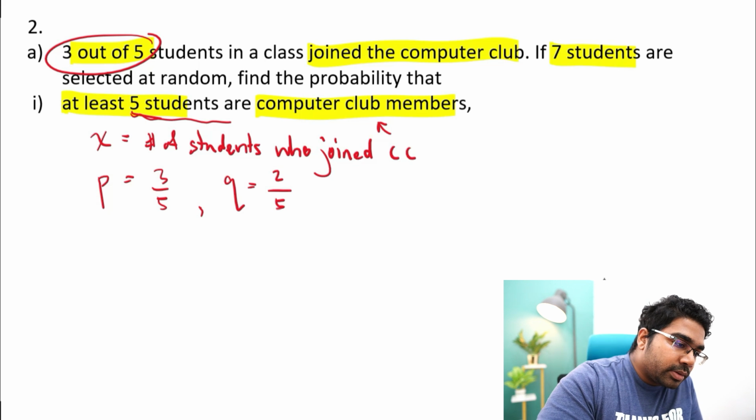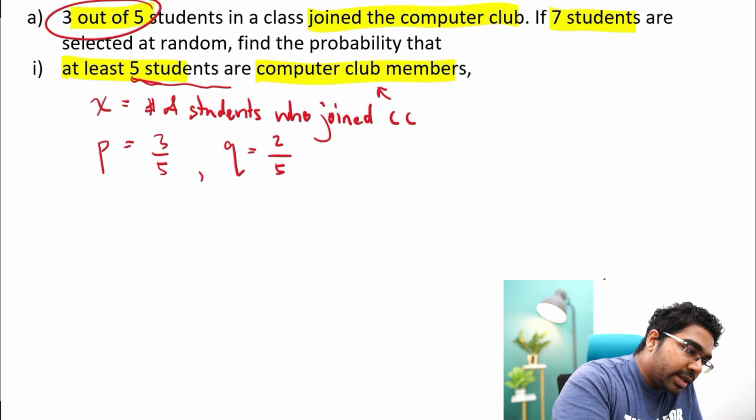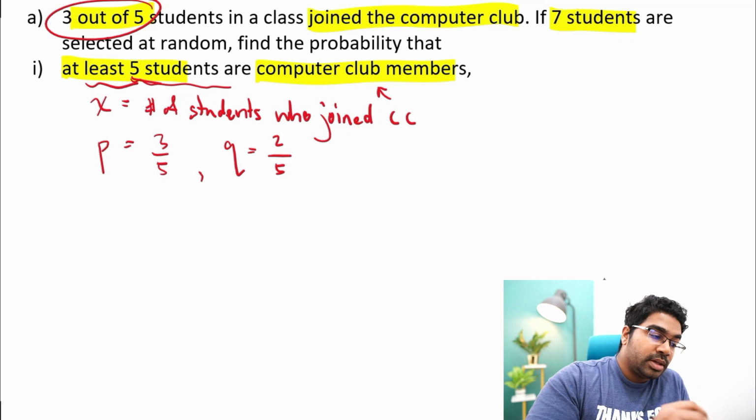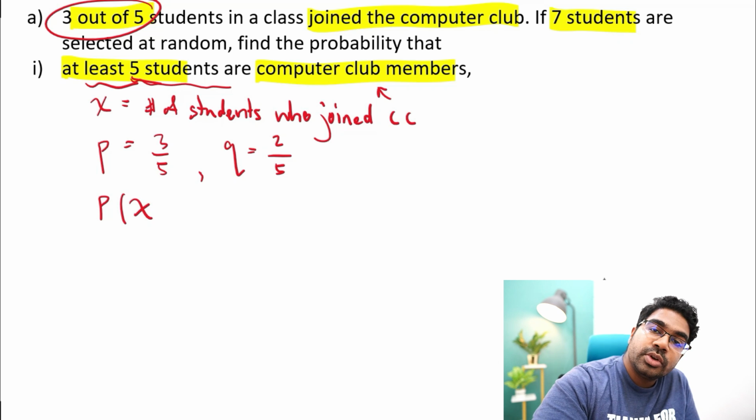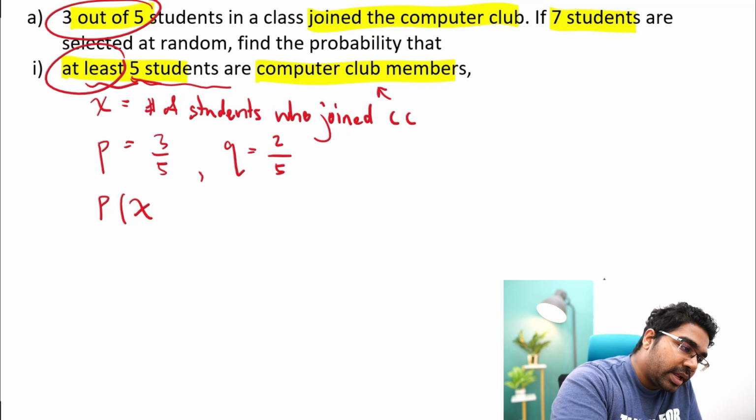Okay, so now we are ready to answer the question. At least 5 students join. That means we want the probability of X, the number of students who join, to be at least 5. The words at least here mean more than or equal to. More than or equal to 5.